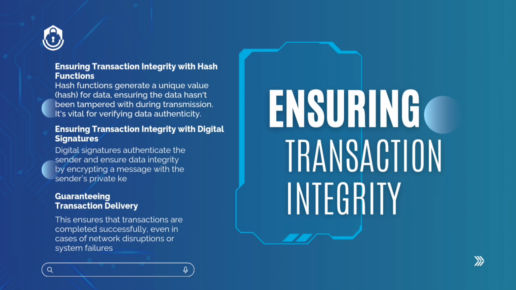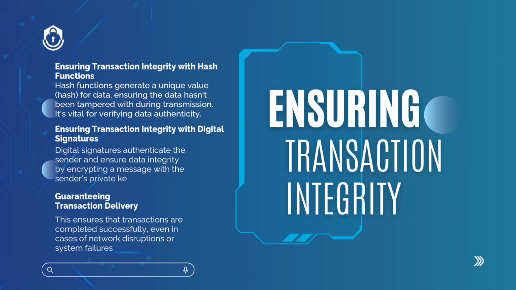Example, the sender uses their private key, like a secret code, to encrypt the message, and anyone can use the corresponding public key, which is publicly available. They can decrypt the message and verify that it came from the legitimate sender.